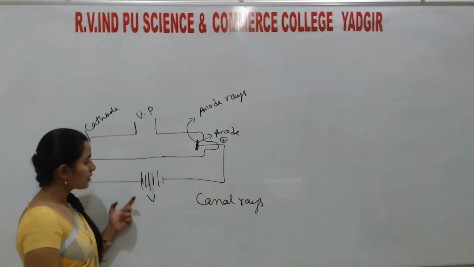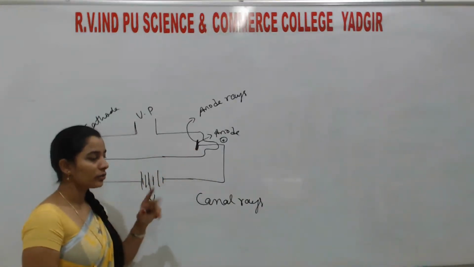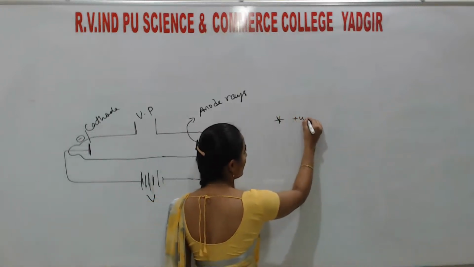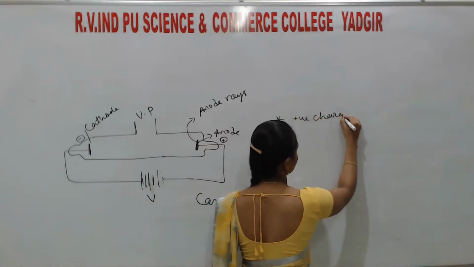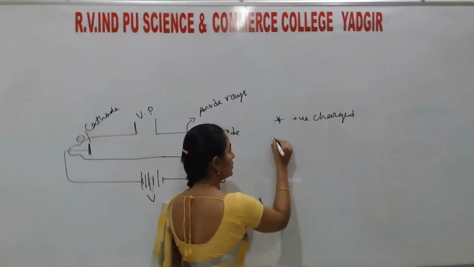Understood? So from this, of course, we can easily say, they are moving from anode to cathode, which means they are positively charged. This is the experimental result I am telling. They are positively charged. Understand?